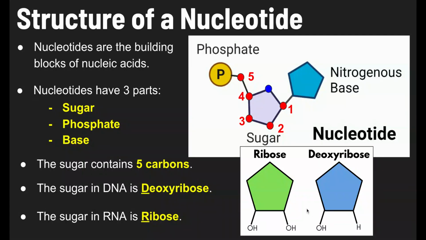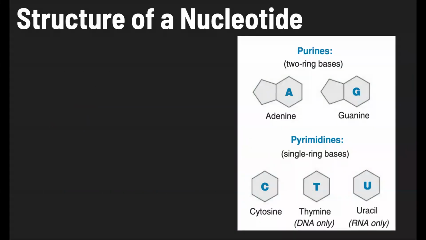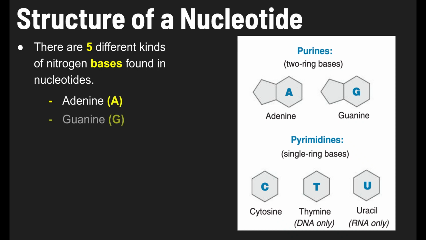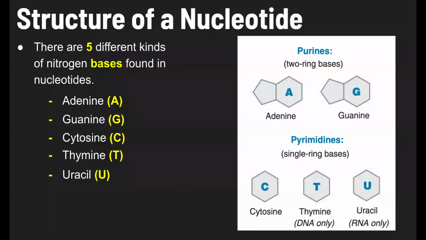Okay, continuing the structure of the nucleotide here, there are 5 different kinds of bases found in nucleotides. So a moment ago, I told you about the sugars. Now we're going to talk about the bases. There's adenine, guanine, cytosine, thymine, and uracil. And we abbreviate these with the first letter of the word. So there's A's, G's, C's, T's, and U's. Those are the 5 different kinds of bases.